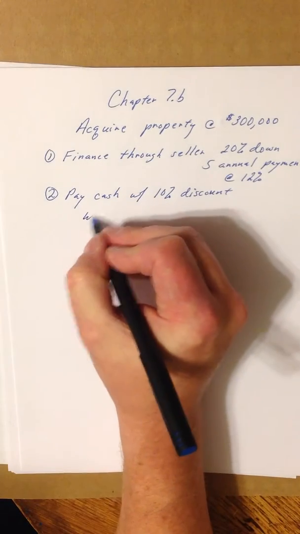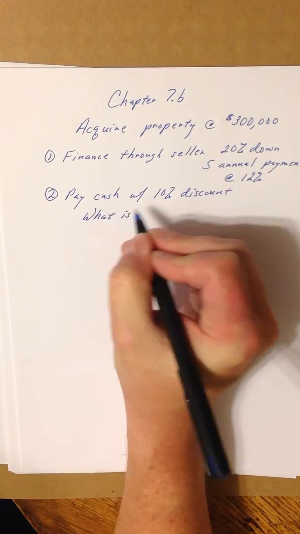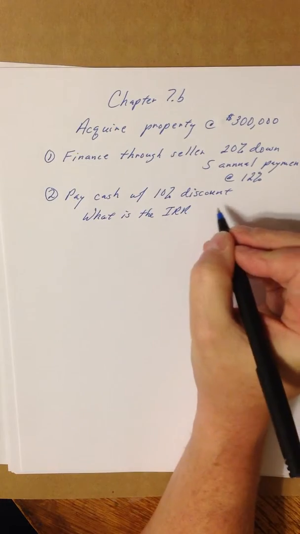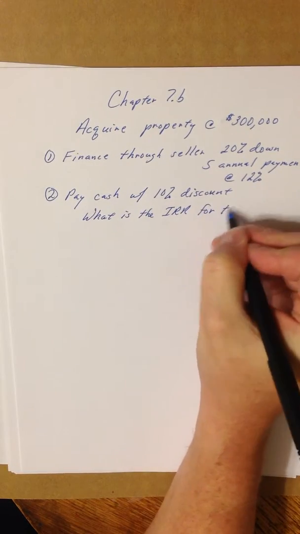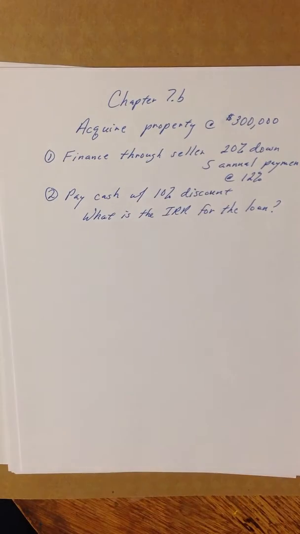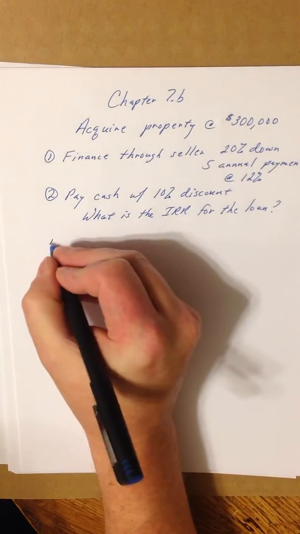But the question is, what is the internal rate of return for the loan? Now, most people would look at it and say, well, it's 12%. Well, that's not actually the case, because you have 20% you're paying down. You're paying a large amount in a down payment, and so that 12% is going to be much higher than that.